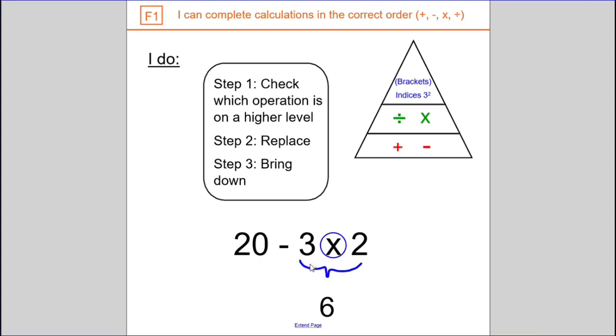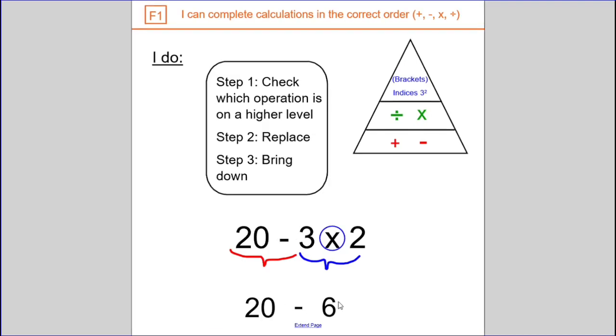So if I do that, I need to replace this information. 3 times 2 is 6. Once I've done that, I then need to finally bring down whatever I've got next. So notice I need to bring down both the 20 and the subtracting because that is what I have left over. So if I bring that down, I will have 20 subtract 6, and this is an operation that we can easily do, which gives us 14.